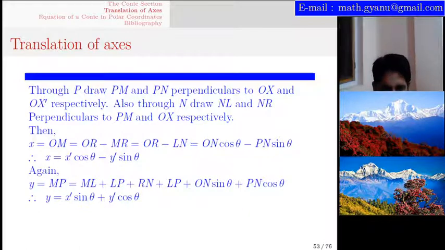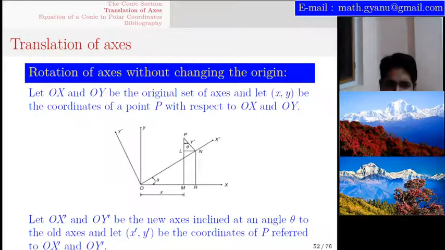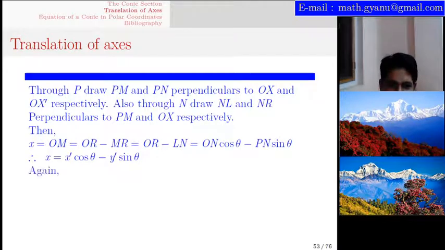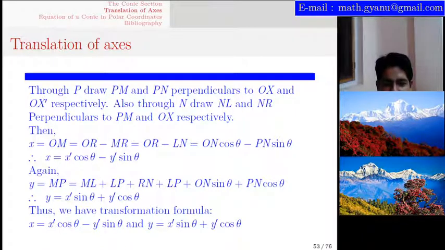To understand this derivation on this screen, you must draw the picture from the previous screen. Once again, draw this picture and write it in your copy, then come to this screen and you will easily understand how it is evaluated. Thus we have the transformation formula x equal to x prime cos theta minus y prime sin theta and y equal to x prime sin theta plus y prime cos theta. I suggest you memorize this result.